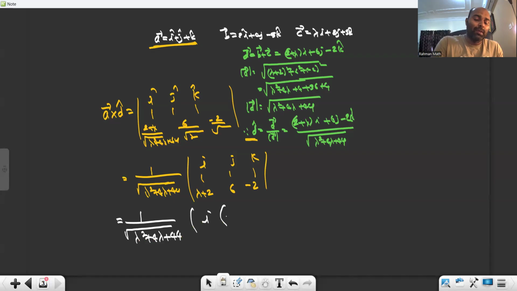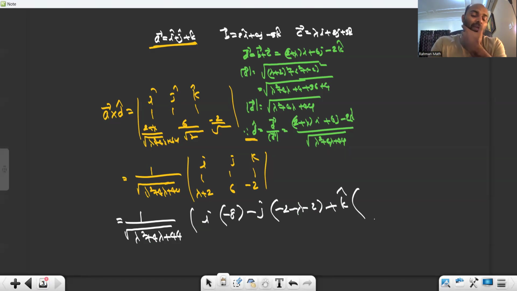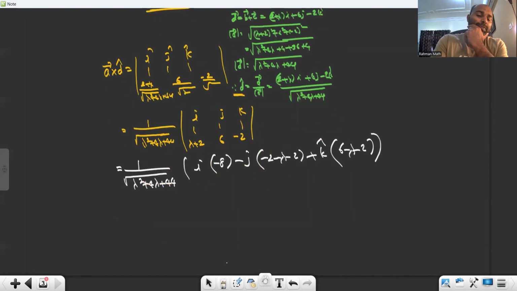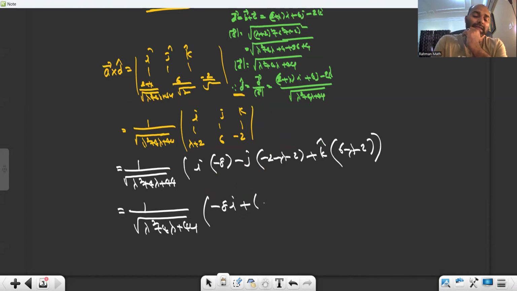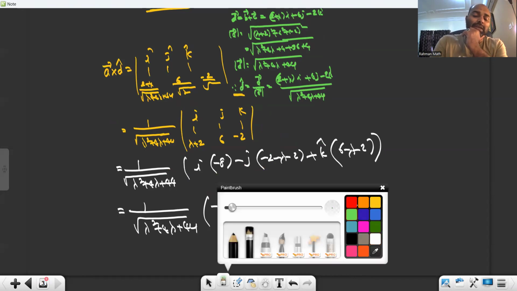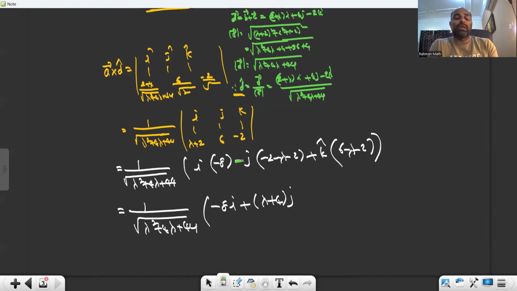Then i into (minus 2 minus 6), that is minus 8, minus j into (minus 2 minus lambda minus 2), plus k into (6 minus lambda minus 2). So it will be 1 by root of lambda square plus 4 lambda plus 44 times (minus 8i plus (lambda plus 4)j. Because why plus? Because you can see one minus here. That minus I took inside. So it will be plus (lambda plus 4) j, plus k into (4 minus lambda).